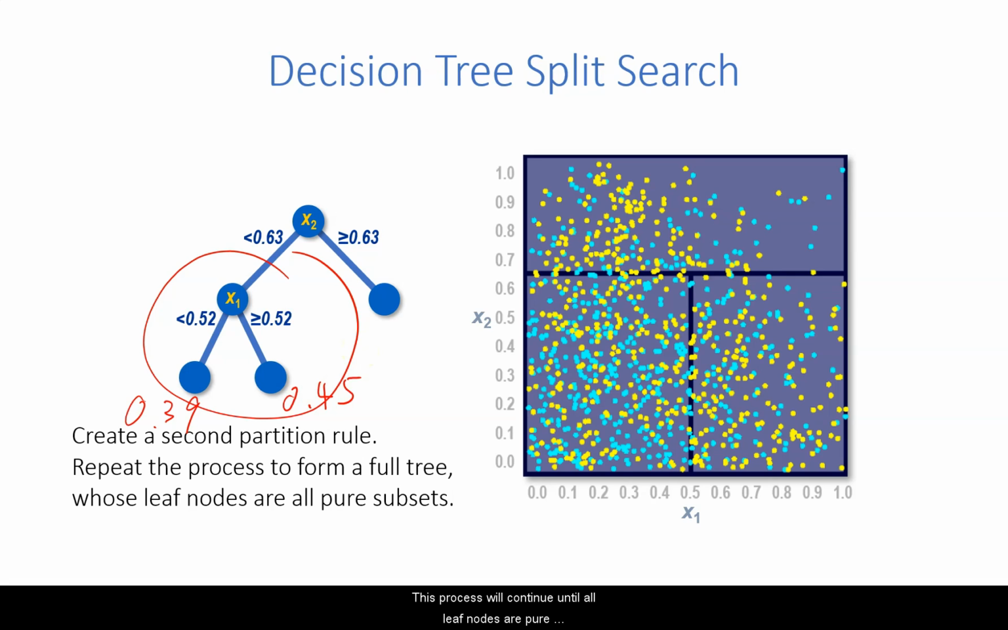This process will continue until all leaf nodes are pure subsets, meaning that all cases in the same leaf node belong to the same class, or with a 100% probability of being yellow or blue. As you can imagine, to grow the decision tree to have all pure leaf nodes for this dataset will take many iterations, and the final tree will have many levels and be very large and complex. The resulting tree of the split search or recursive partitioning process is called the full tree.